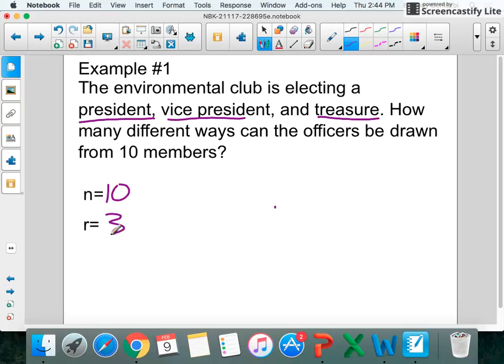Now, to figure out if this is a permutation or combination, remember permutation, order matters; combination, order doesn't. When you're choosing someone for president, vice president, or treasurer, that's basically like saying first, second, or third place. So order definitely does matter here. That's going to be permutation. And remember, our permutation formula is n factorial over n minus r factorial. You won't have to memorize those; you'll be given them on the test.